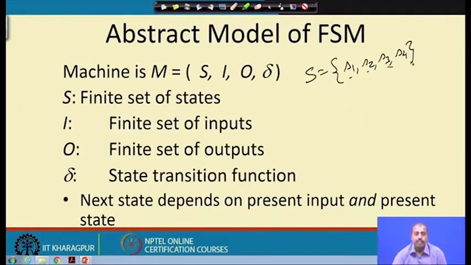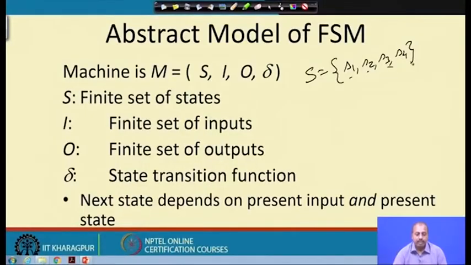Then I is the finite set of inputs. The machine interacts with the environment, and accordingly it gets some input from the outside, so there is a finite set of inputs. Then O is a finite set of outputs. With respect to that vending machine example, when the coins are being put into the system, or the user is giving a choice regarding the good that he or she wants to buy, they come as input to the system. And when it disposes the good by activating some switch, that is the output for that machine.